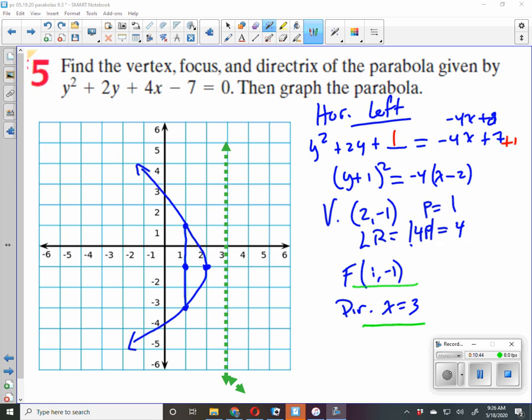Pretty straightforward. Have some fun with this. By the way, you guys, when we get to this, completing the square, this is going to be your extra credit problem for this year. Good luck.